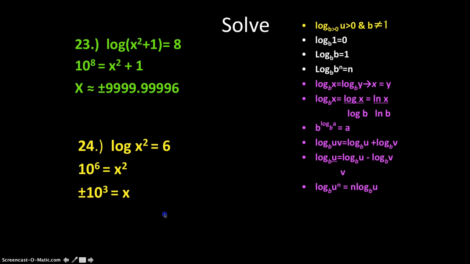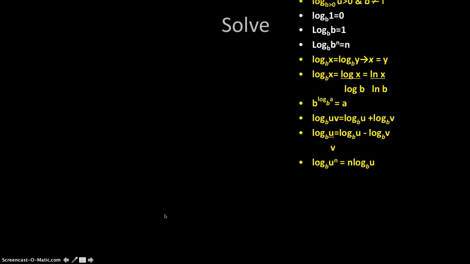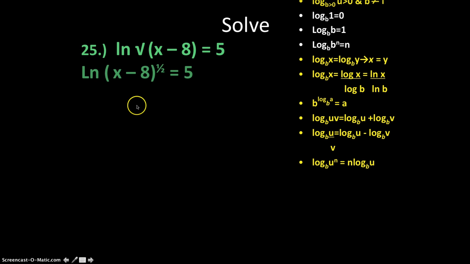And both of those are going to check as they are. Let's go on to another one. This is a square root, even though it doesn't show very well. The square root goes over the top of the x minus 8. We have a couple of choices on this.